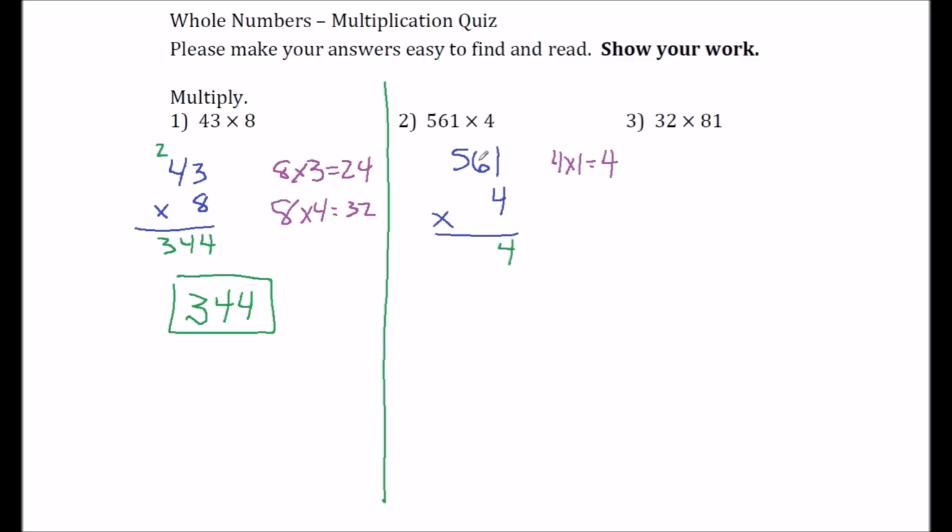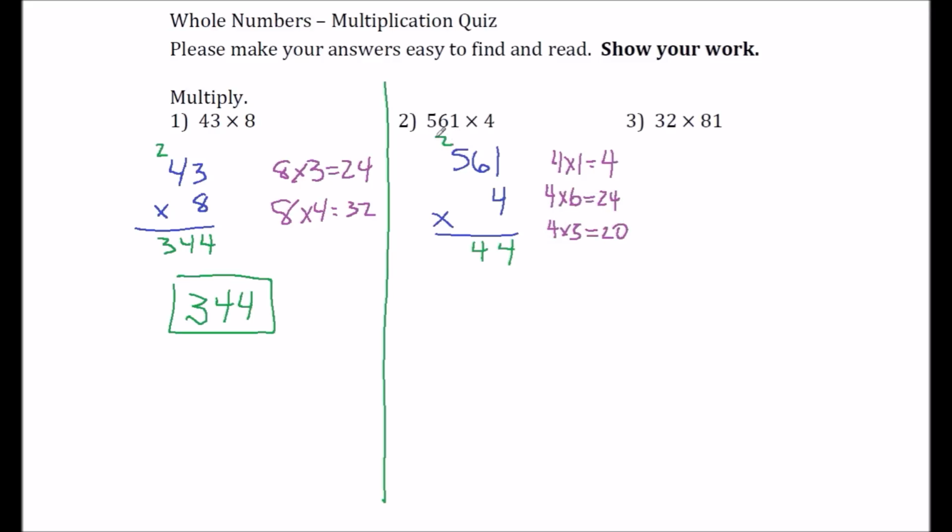And next we move on to 4 times 6, which is 24. So we're going to write down the 4 and carry the 2 above the 5. Some people write it on the side, some people keep it in their head, but really we're doing that. And then so we did 4 times 1, 4 times 6, now 4 times 5, which is 20. And again, this is just knowing your math facts. 4 times 5 is 20.